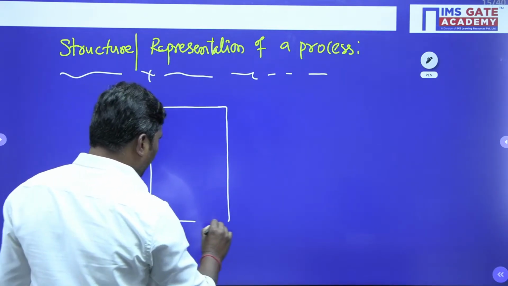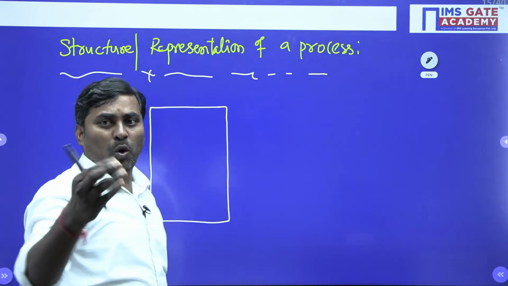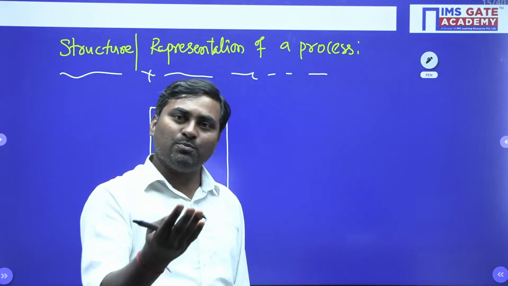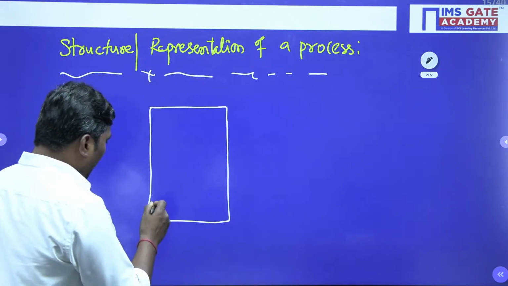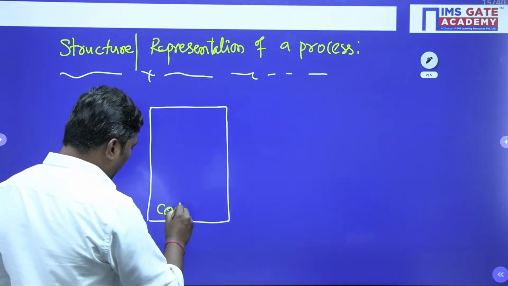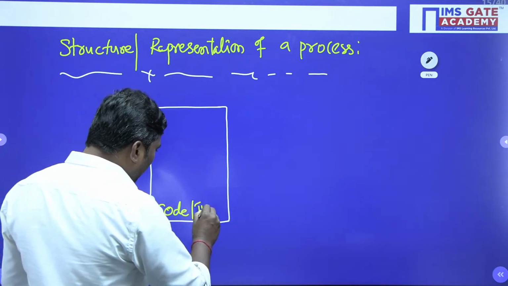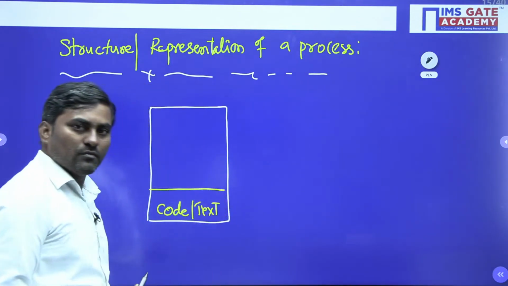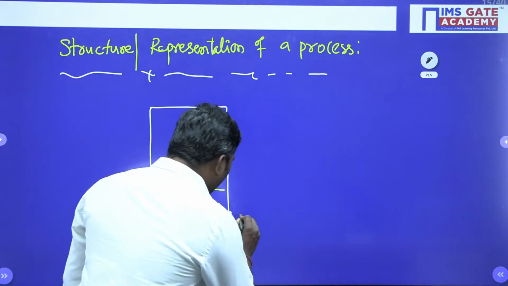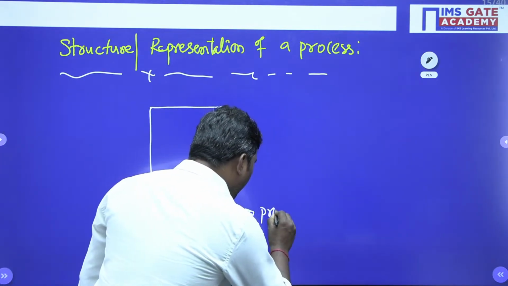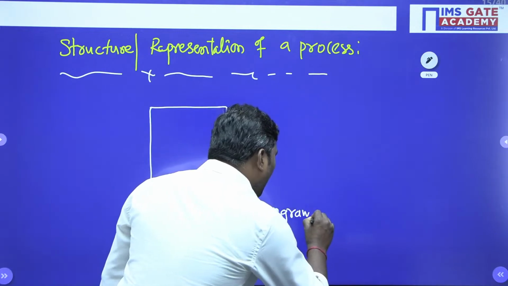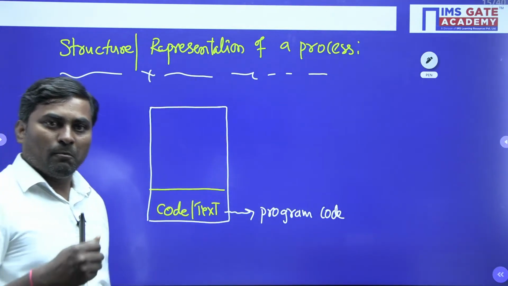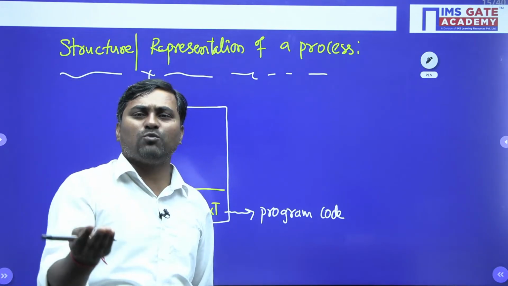Can you tell me what we discussed so far about a process? A process essentially has program code, right? This is the code section, or we also call it the text section. This is one part. Please observe: what is this? This is program code only. So this is fixed. This comes from the program only.